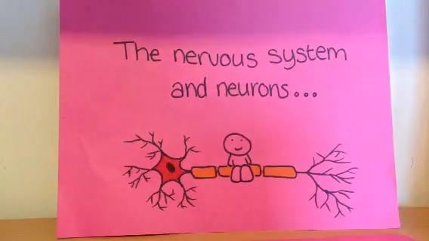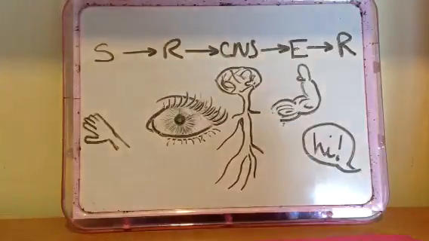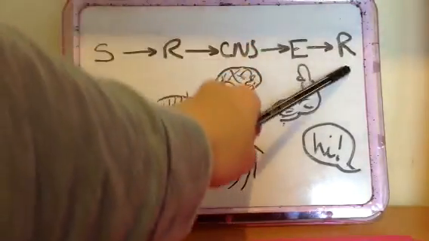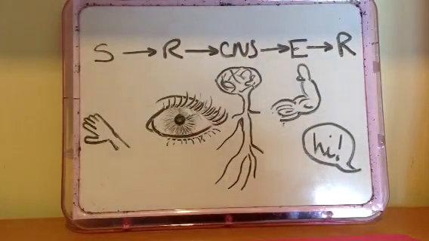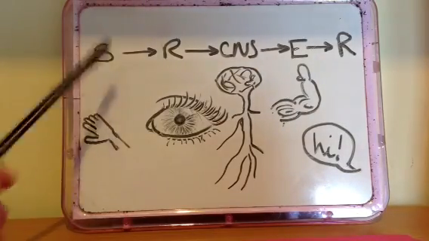Hi guys, so today we're going to be looking at the nervous system and neurons. Between a stimulus, which is this first point, and a response, which is the last point, there are several steps along the way. A stimulus might be your friend waving at you.